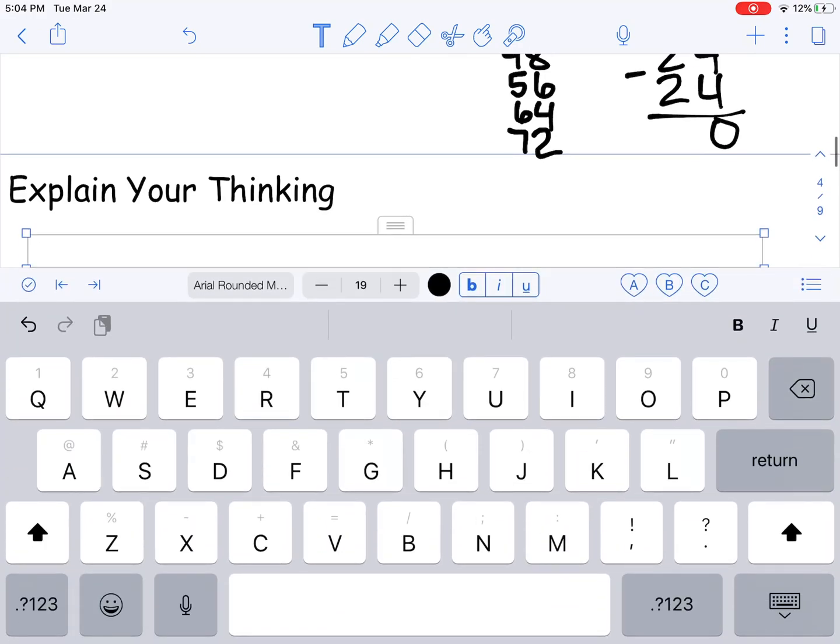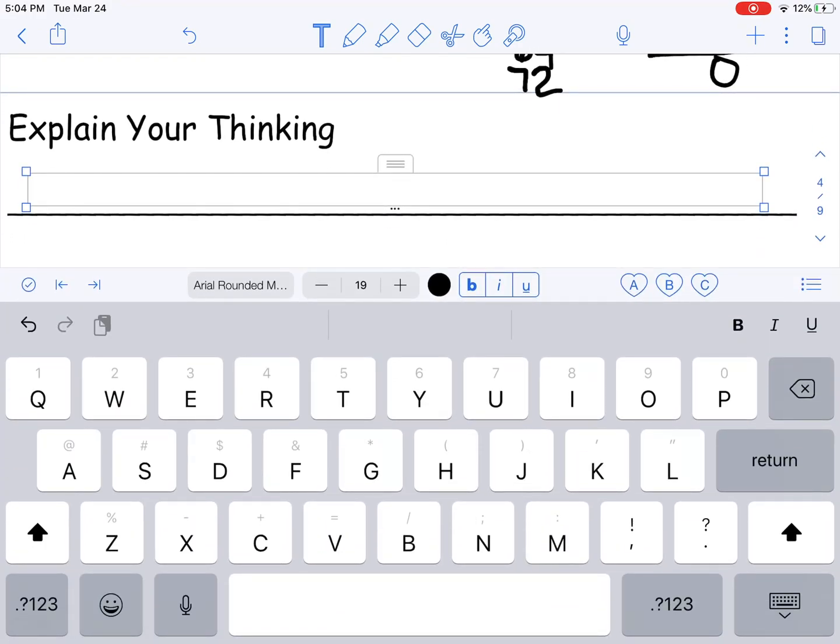Explanation time. Now, I know a couple of you have not been doing these explanations the way we have practiced all school year. Again, if you're not doing the notes correctly, I will not take them for credit and you will need to redo them.